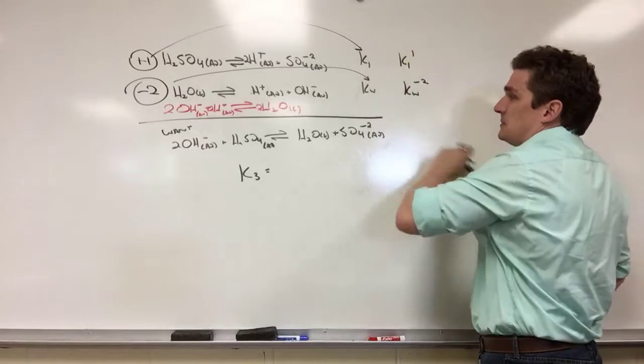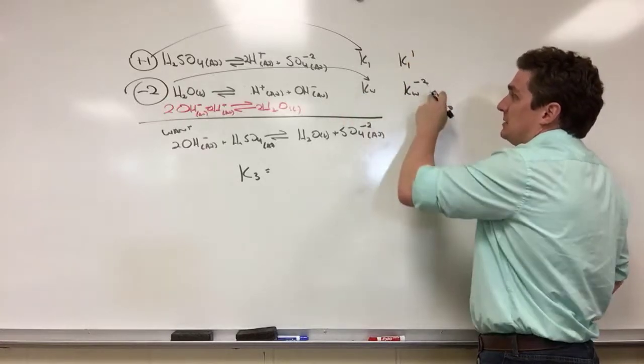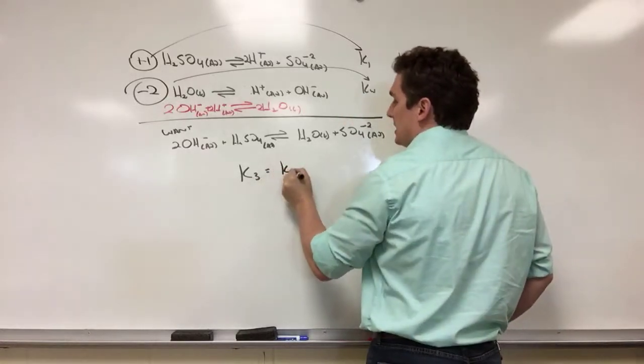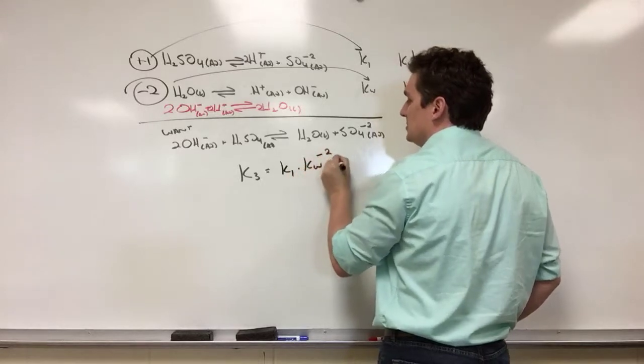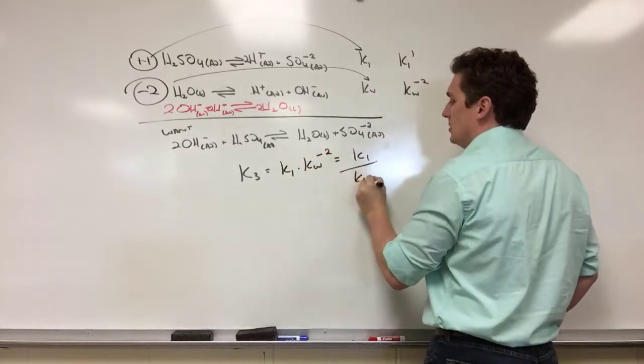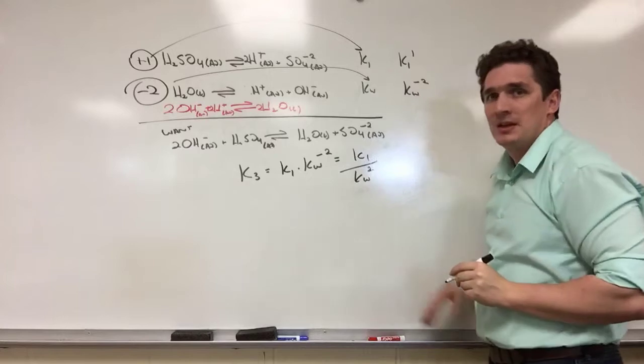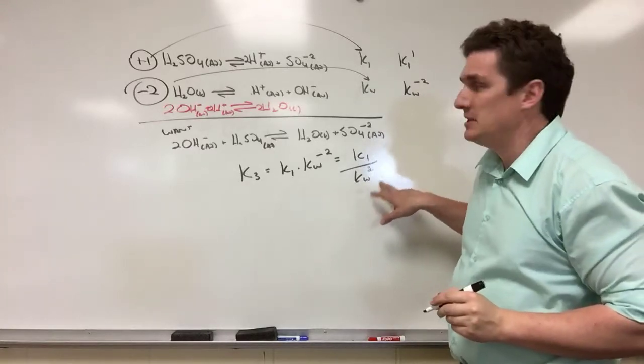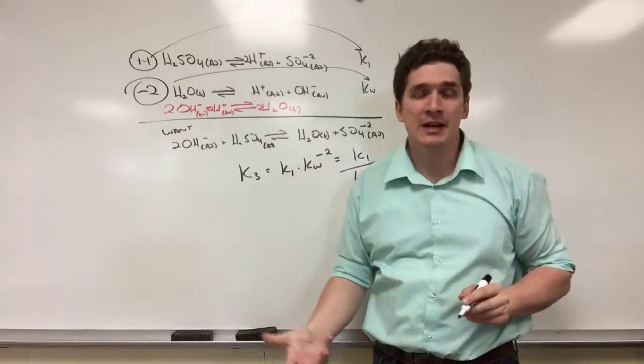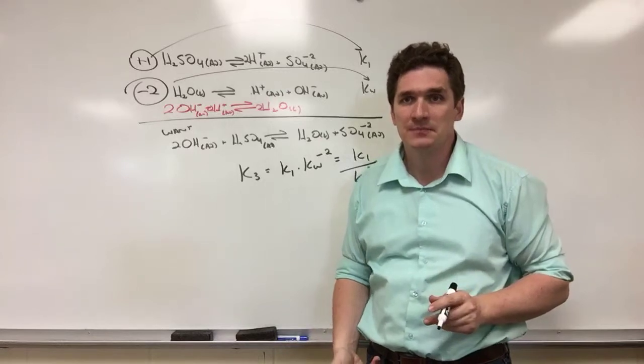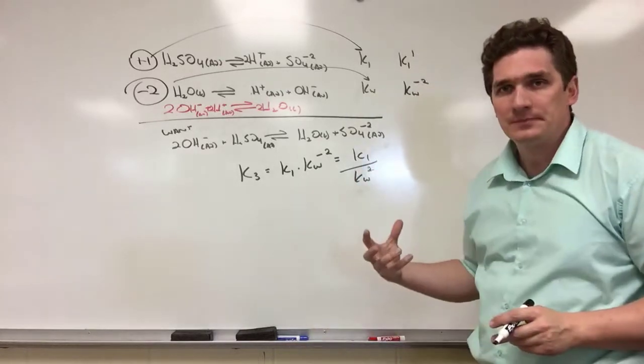K1 raised to the first power times KW to the negative 2 tells me the new equilibrium constant is K1 times KW to the negative 2, or K1 over KW squared. So I know KW is 10 to the negative 14, so in principle I could numerically calculate the new equilibrium constant with this. So this is how we do it.